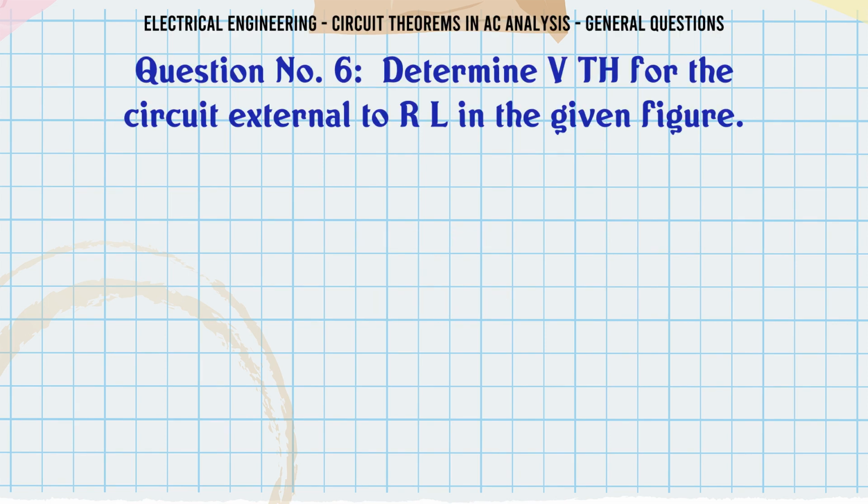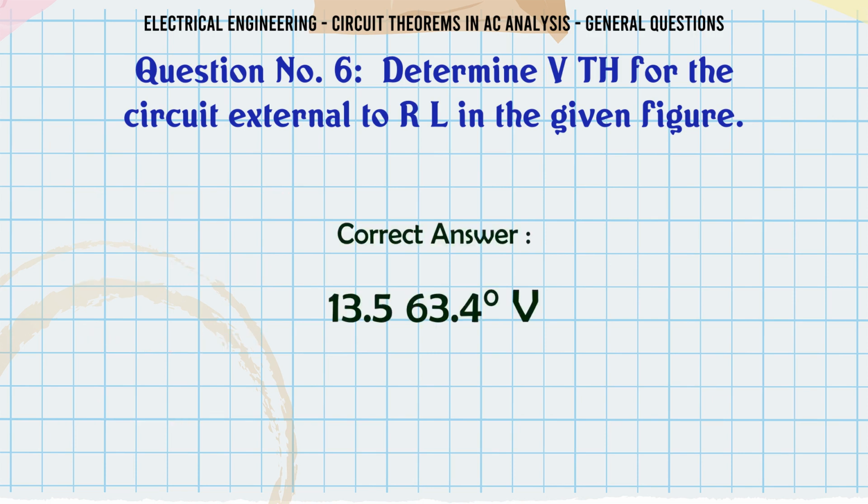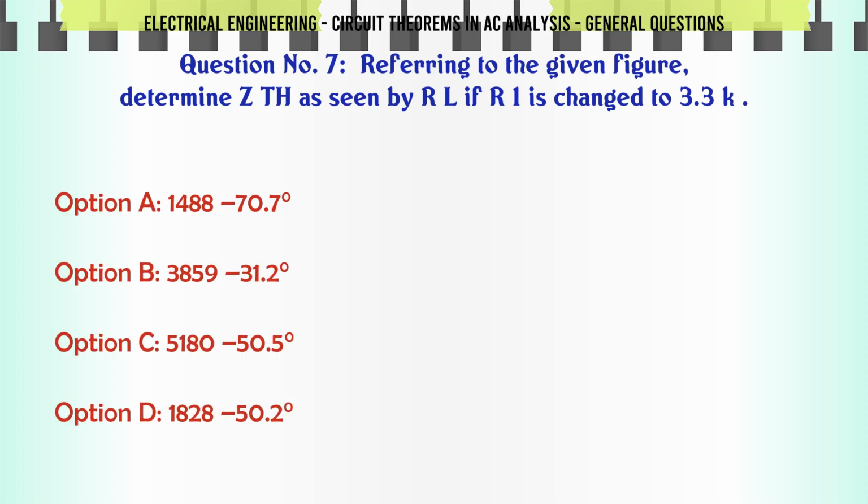Determine V at for the circuit external to RL in the given figure. A: 135.6∠63.4° V. B: 13.56∠63.4° V. C: 13.50 V. D: 135.0 V. The correct answer is 13.56∠63.4° V.